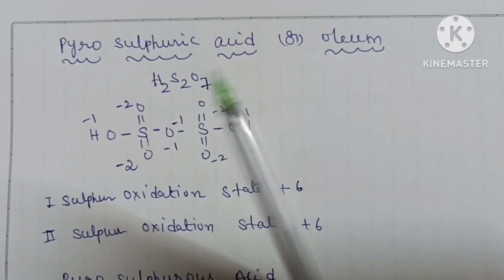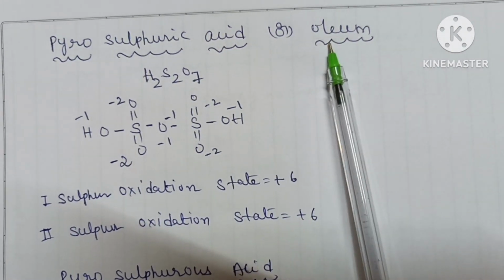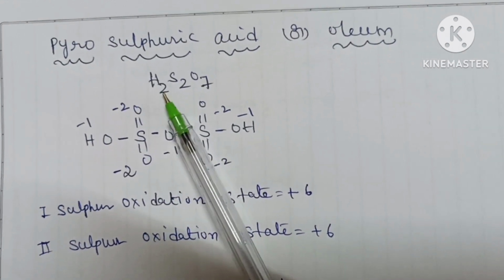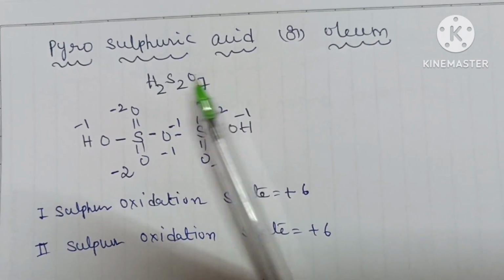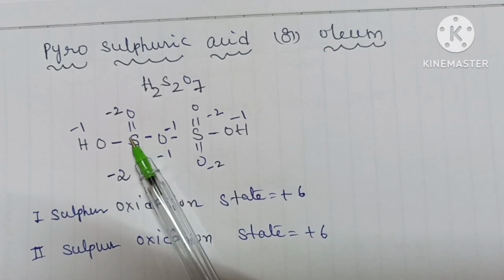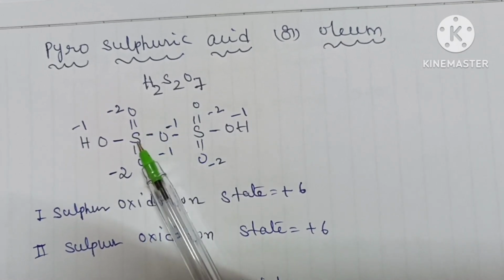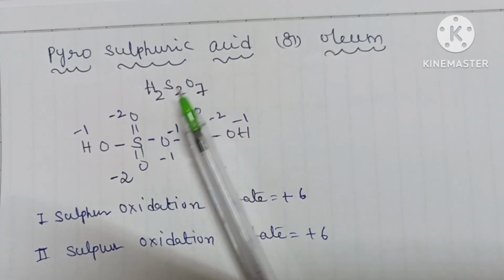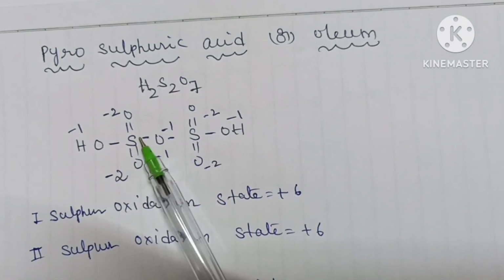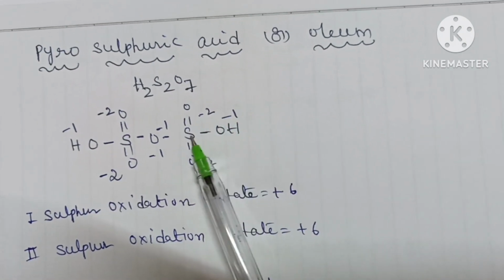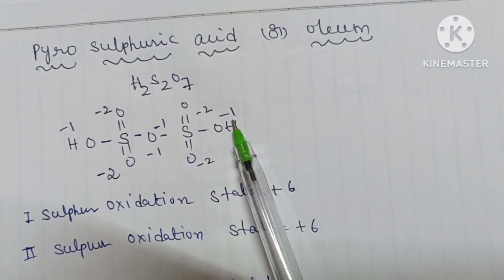Pyrosulfuric acid is also called oleum. Formula is H2S2O7. Okay, after that you have to draw the structure. How many sulfurs? 2 sulfurs. First you have to write one sulfur, again another sulfur. First sulfur attached with one OH group, again another sulfur attached with one OH group.